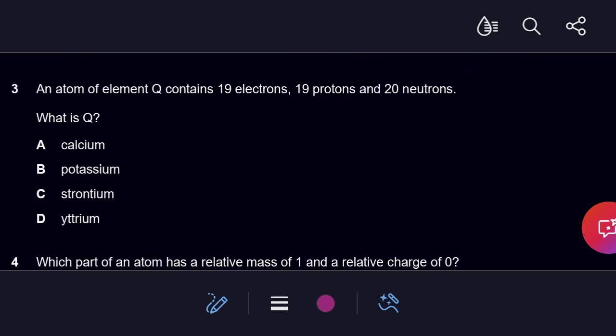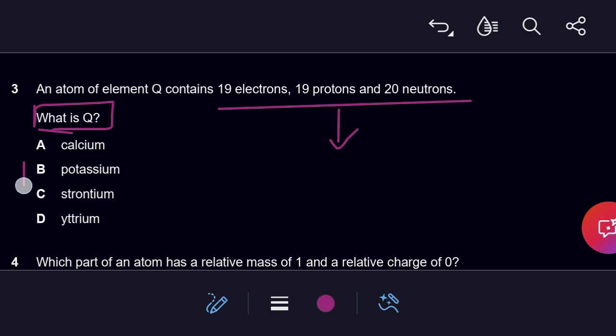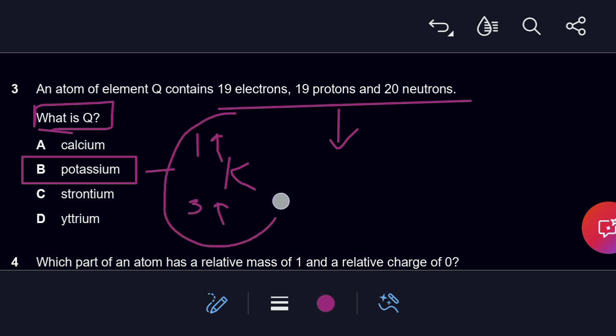Question number 3. An atom of element Q contains 19 electrons, 19 protons and 20 neutrons. What is Q? So you have to identify the element Q. It's very easy. You just look at the proton number, because the proton number is the identification feature for any element. So the proton number of potassium is 19. So the symbol is K, 19 and 39. So potassium is the required element.